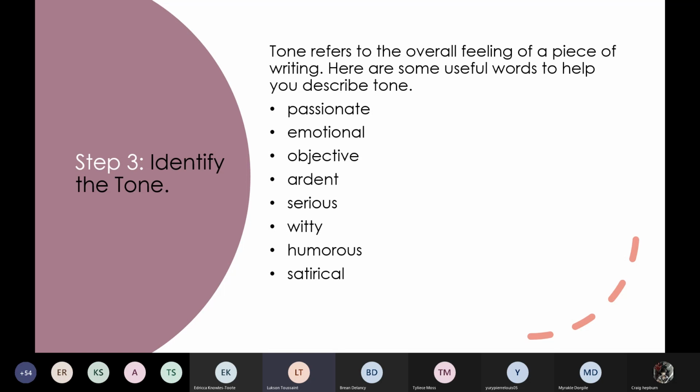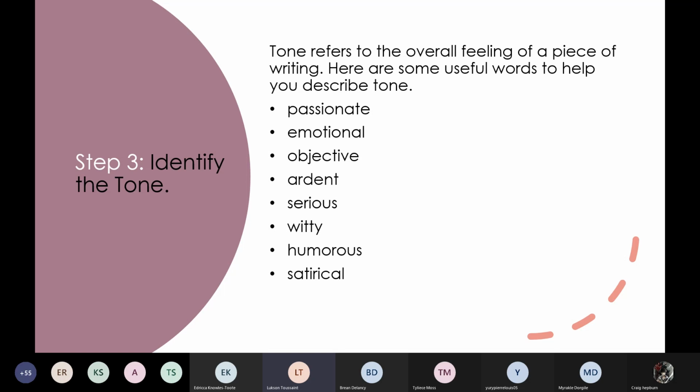All right, you could think of many other adjectives that can describe the tone of a piece of writing. But here we have passionate, emotional, objective, ardent, serious, witty, humorous, satirical. Satirical is basically almost as humorous. You're poking fun at something that you see, maybe even in society, and you're making light of it in a comical way, but it also has a serious undertone as well. These are examples of adjectives that we can use to describe a tone in a piece of persuasive writing.